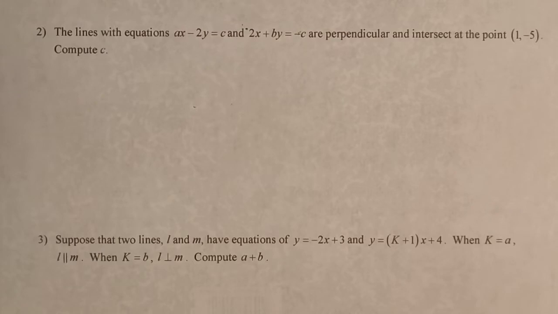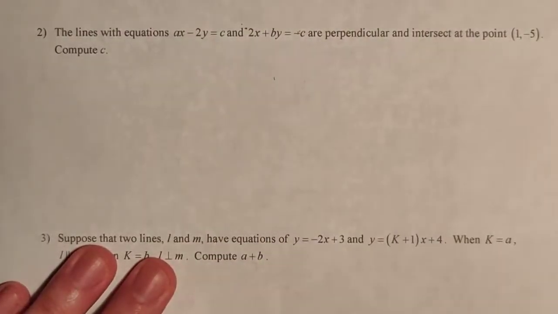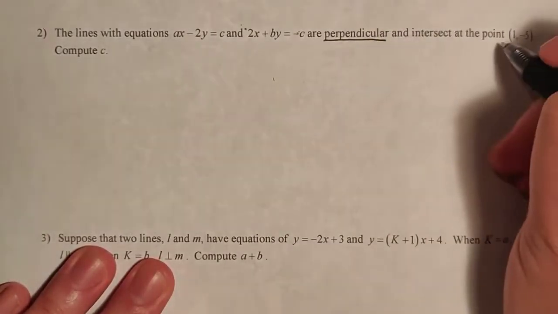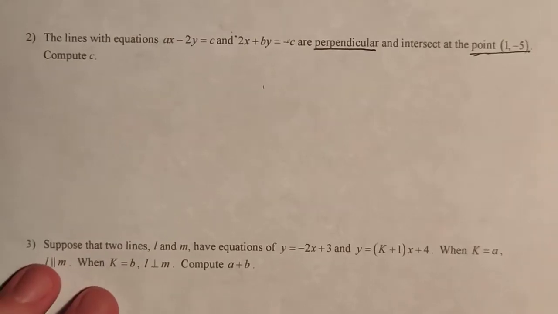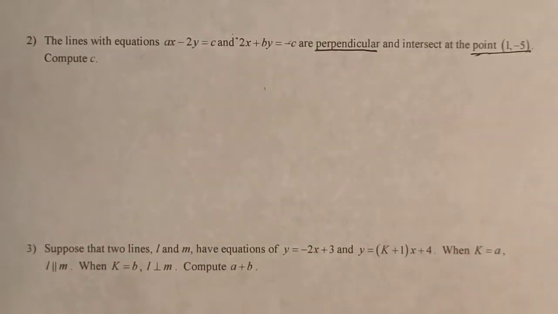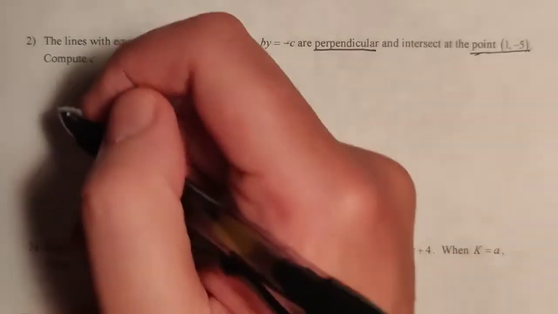Okay, so let's start putting things together. In this case, the important information is the fact that they're perpendicular, and they also intersect at the point 1, negative 5. So that's going to be useful information to us. Since they're perpendicular, we know the slopes are going to multiply to negative 1. So I'm going to go ahead and rewrite these equations so I can figure out what the slopes are.